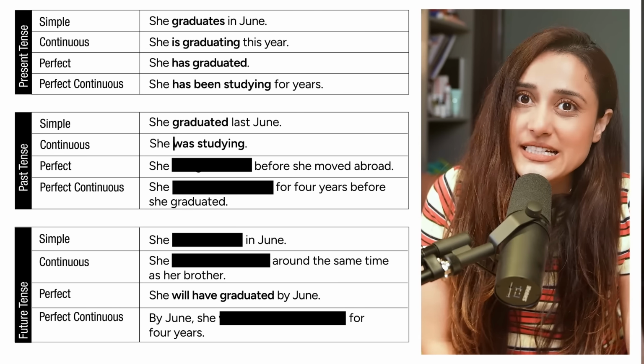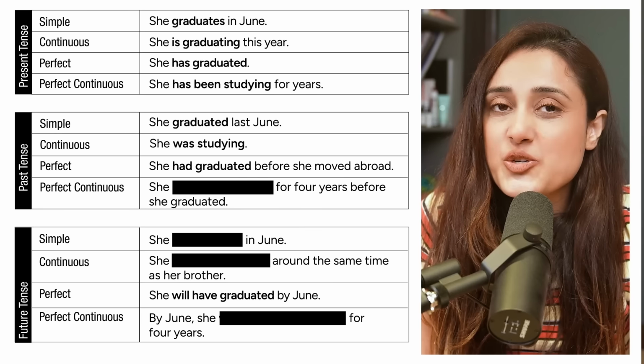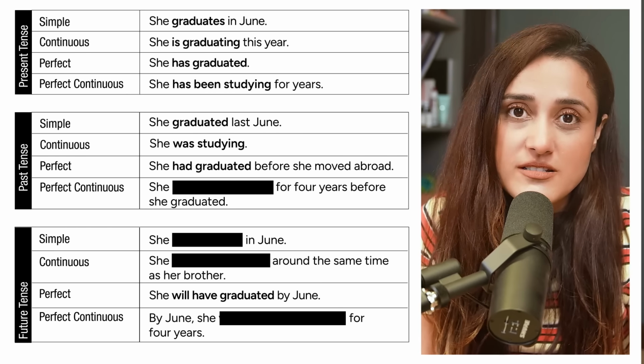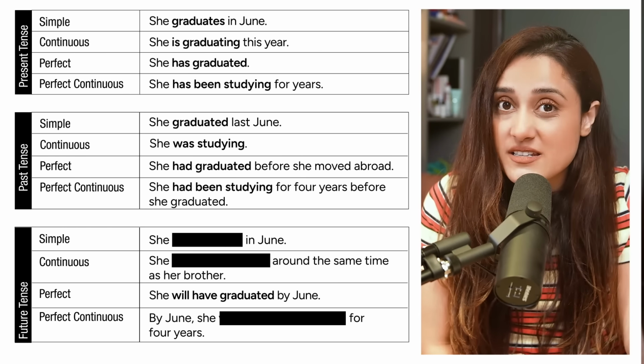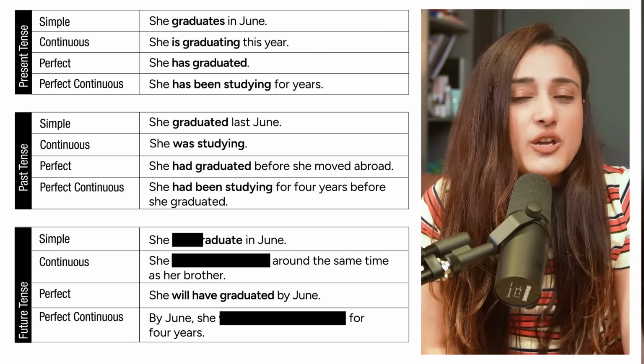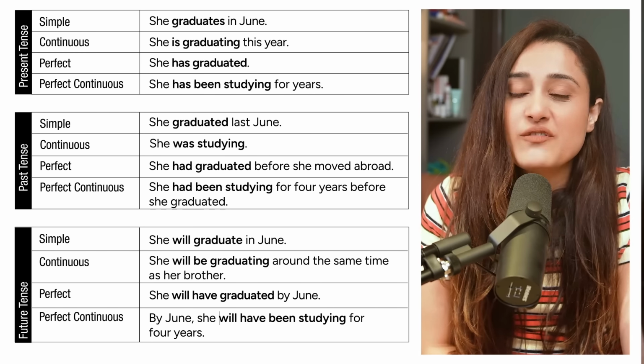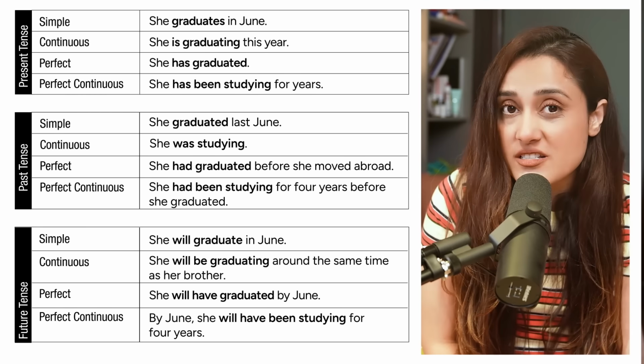She graduated last June. She had graduated before she moved abroad. She had been studying for 4 years before she graduated. She will graduate in June. She will be graduating around the same time as her brother. By June, she will have been studying for 4 years. So again, graduating changed to studying to make more sense. Okay, last one.